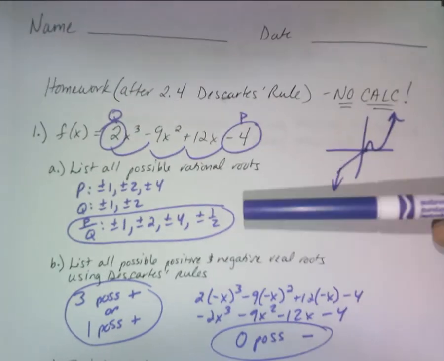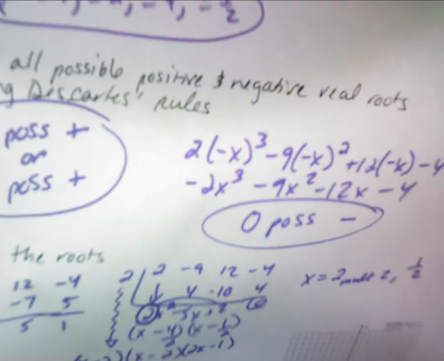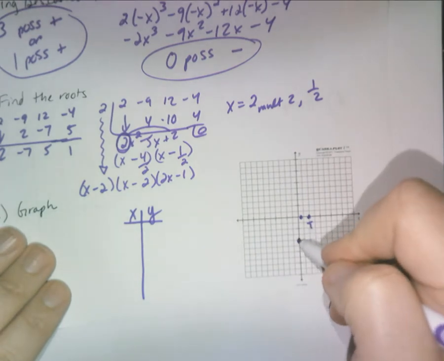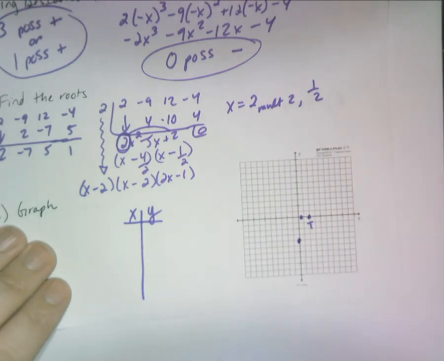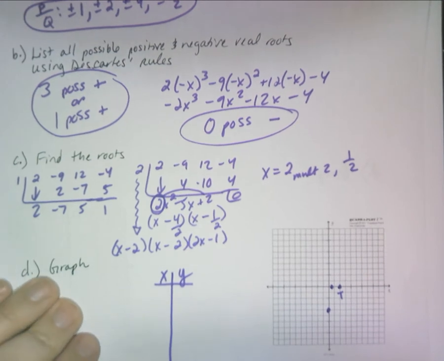Does anybody know what this -4 is? The y-intercept. It is the y-intercept. Let's graph it then. Go down to -4. Why don't we have to do the 4 and the 1/2? Because those are possible roots. Those are the ones that don't work.